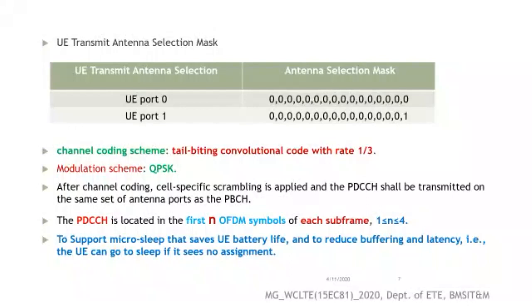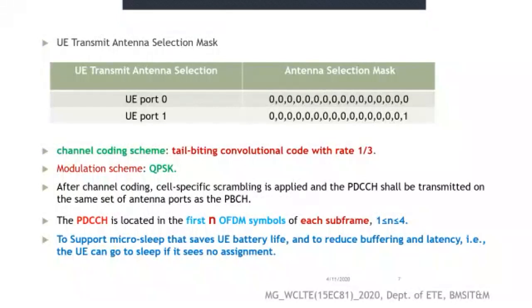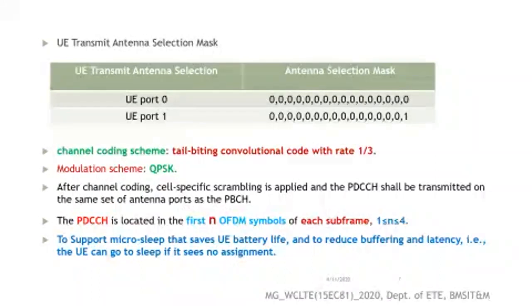And the type of modulation scheme used here is QPSK. For this particular channel, to carry the DCI control information, the modulation scheme used is QPSK, and the channel coding scheme used is tail biting convolutional code with rate 1/3. As we already said, what is the further process? After channel coding, cell specific scrambling is used, and the PDCCH will be transmitted on the same set of antenna ports as that of PBCH. PBCH is the physical broadcast channel. Let me come back to that in the coming slides.